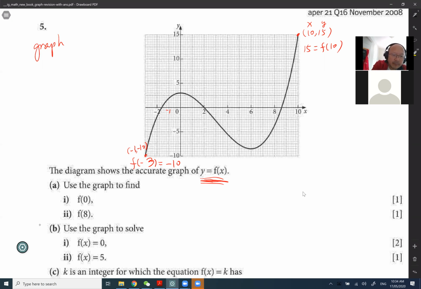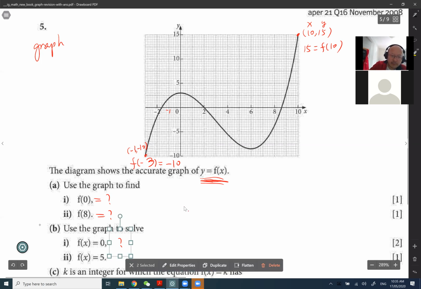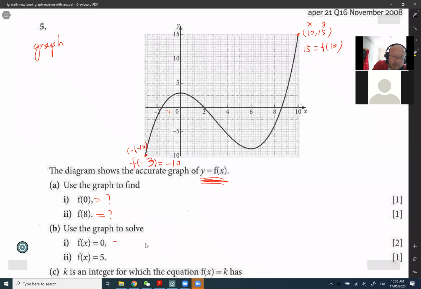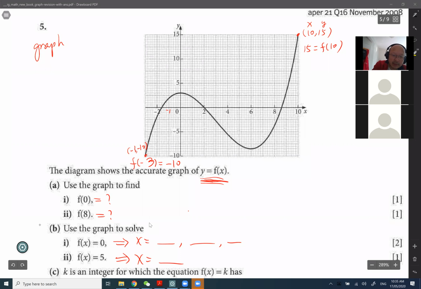Based on the graph, message me your answer for these two, and later on. Oh, what's x? So this question is like asking you what's y? Okay, because the input in the bracket is x.